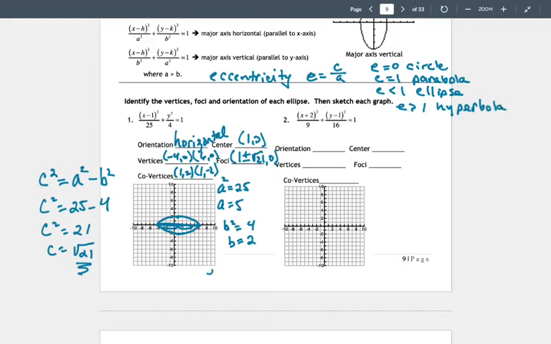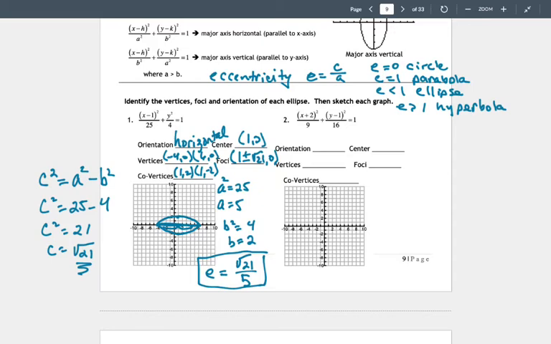So my eccentricity for this one would be the square root of 21 over 5, because my a value is 5. And if you put that in your calculator, you'll get like 0.9 something. So it's definitely less than 1, which tells me that that's an ellipse.